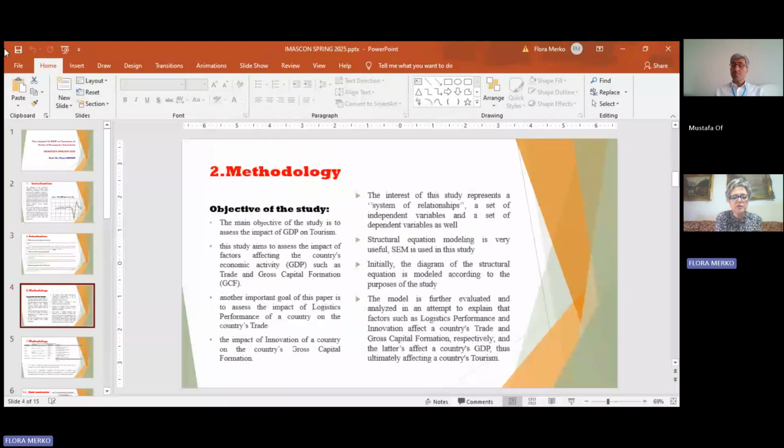Methodology: the main objective of the study is to assess the impact of GDP on tourism. Also, the study aims to assess the impact of factors affecting the country's economic activity, GDP, such as trade and gross capital formation. Another important goal of this paper is to assess the impact of the logistic performance of a country on the country's trade. And the last one, the impact of innovation of a country on the country's gross capital formation.